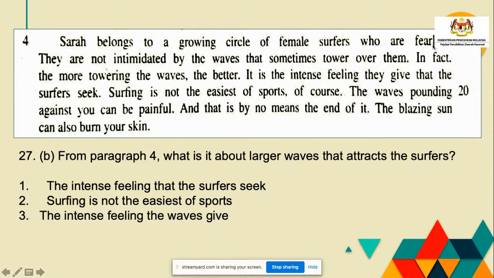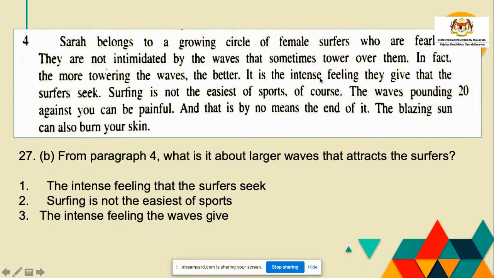They are not intimidated by the waves. Mereka tak takut dengan ombak yang sometimes tower over, maksudnya melebihi ketinggian mereka. In fact, sebaliknya, the more towering the waves, lagi tinggi ombak tu, lagi best. Itu maksudnya. It is the intense feeling they give that the surfers seek. Perasaan yang pressure tu, perasaan yang rasa takut itulah yang membuatkan mereka terus mencari. Itulah yang dicari oleh semua surfers.